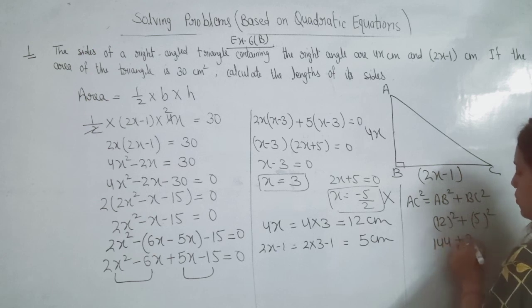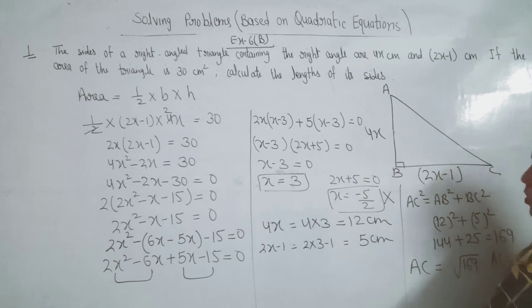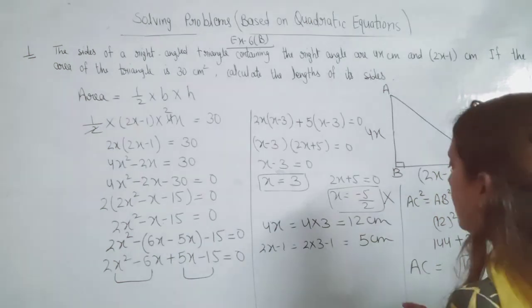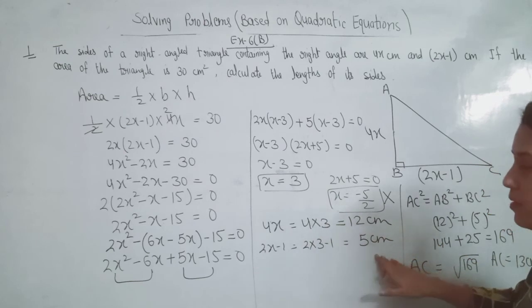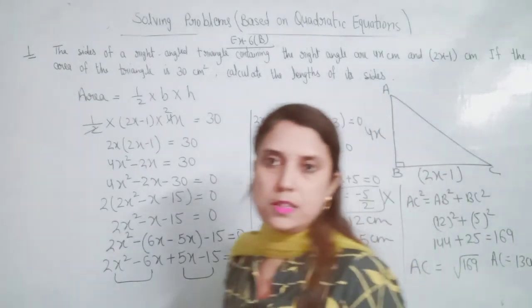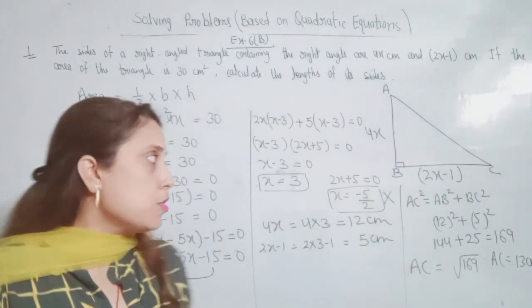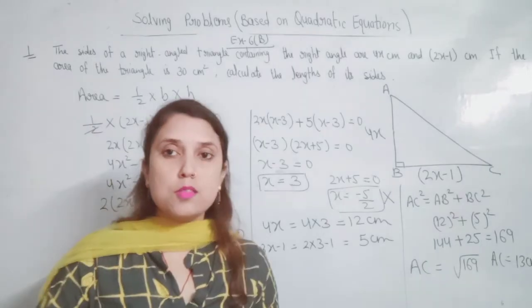144 plus 25 will be 169. So AC is equal to under root 169. AC is equal to 13 centimeter. So the sides of the triangle are 12 centimeter, 5 centimeter and 13 centimeter. Okay beta, so let's do the next question.